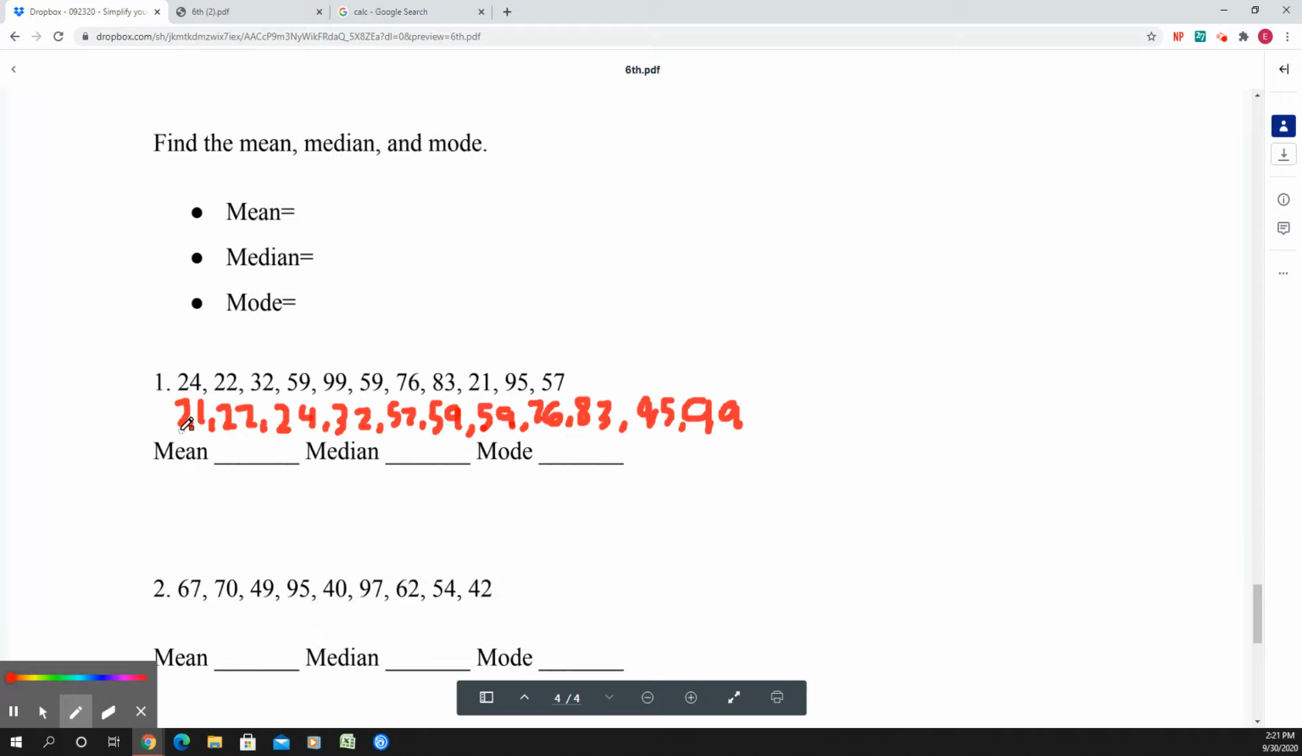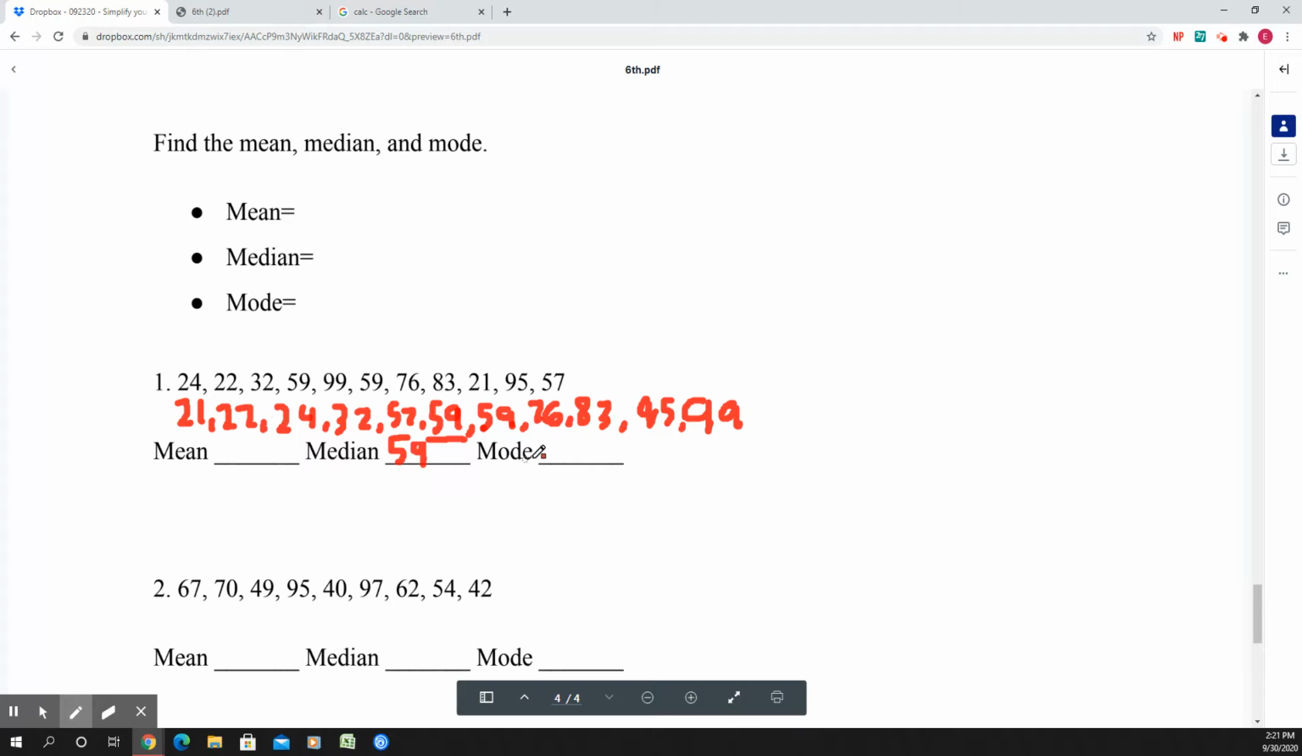Okay, so after we put it all in order, the first thing we want to do is find the sixth number, which is 59. And the reason this would be the median is because there are 5 numbers below 59 and 5 numbers above 59. So 59 is the number in the middle, or the median.